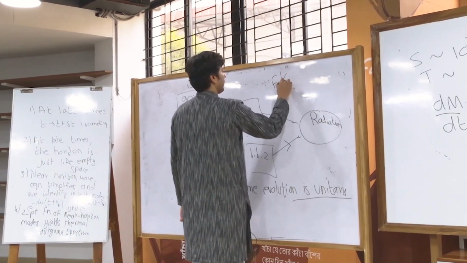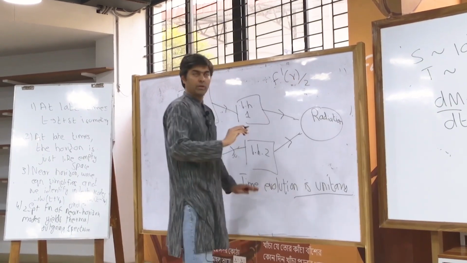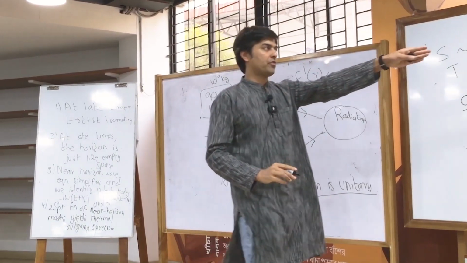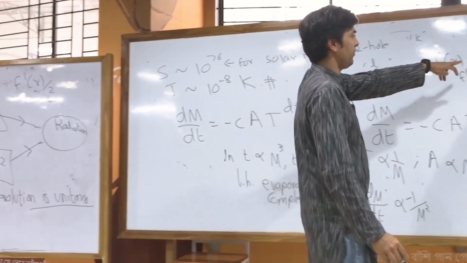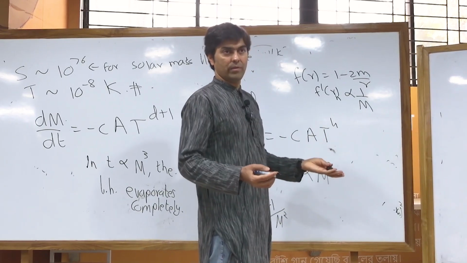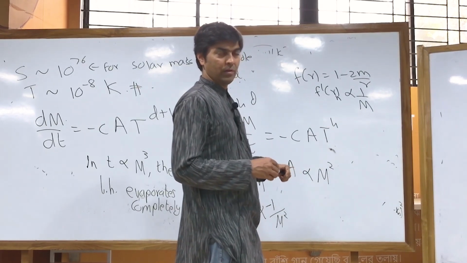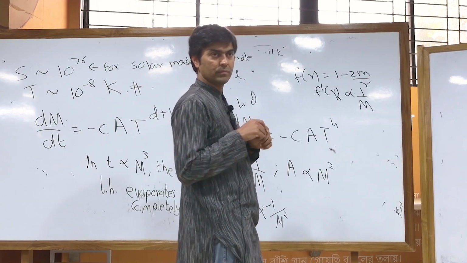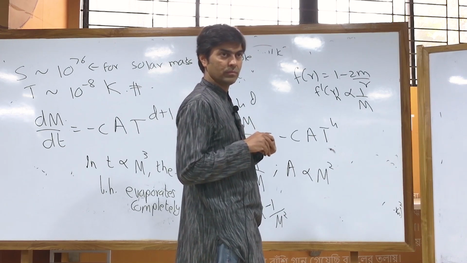So we defined the surface gravity as F prime of R_H by 2. This is just given by M over R squared. Look here, in 4 dimensions, R_H is equal to M. So it's always 1 over M. I think you mentioned that the surface gravity decreases or increases as the black hole mass.